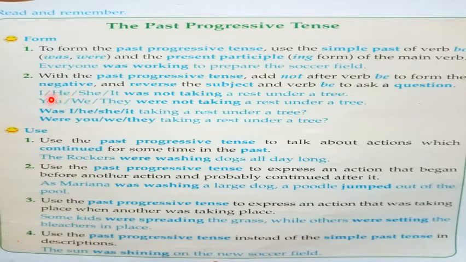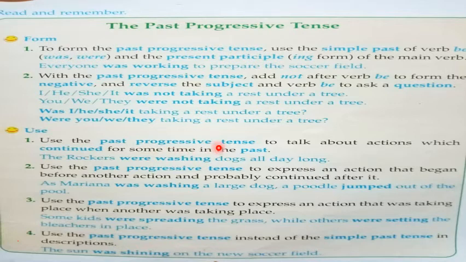Like, for example, I was not taking a rest under a tree. We added not after was to express the negative form. You were not taking a rest under a tree. We added not after were. Was I taking a rest under a tree? It just reversed the places of the subject and the verb to be. Were you taking a rest under a tree? Same thing I used with were. Let's look at the rules and follow them. They are there in our book, page 35.